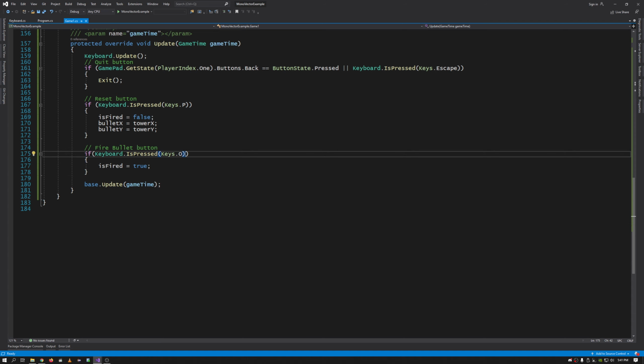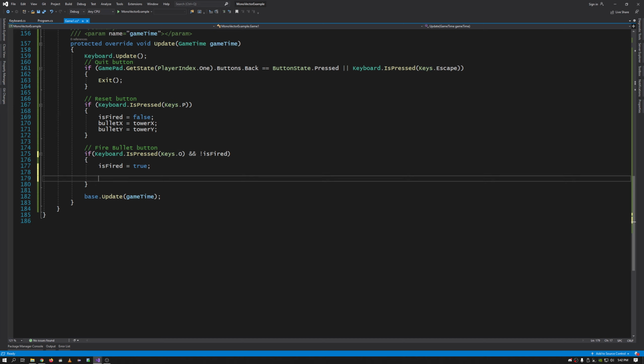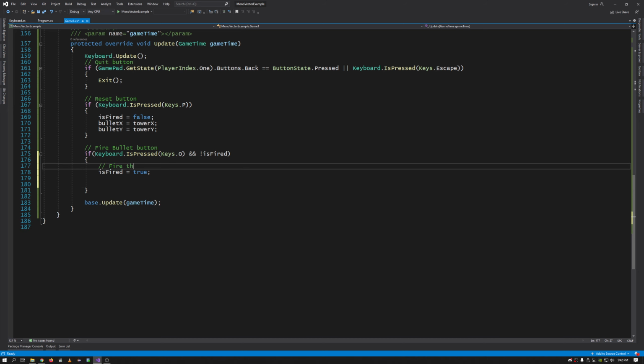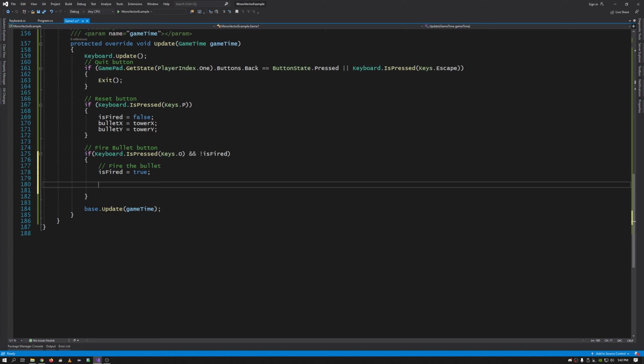I want to make it where if I press the fire button, we check if the bullet has already been fired, isFired. So if the bullet hasn't been fired yet and they press the fire button, then fire it. All right. In here, when we fire our bullet, we also need to calculate the direction the bullet travels. So this is where our direction math is going to come in now.